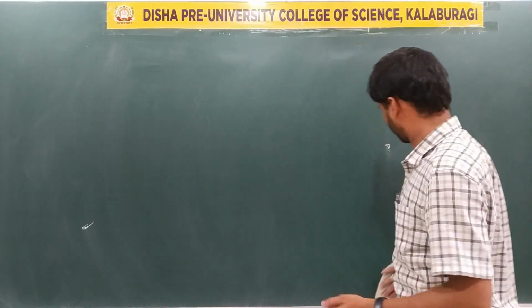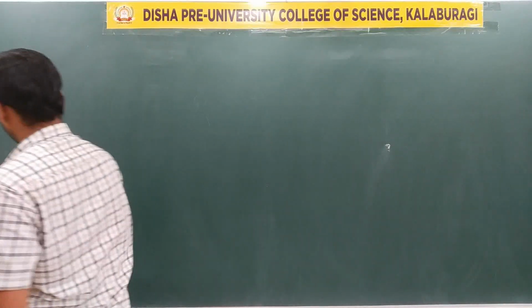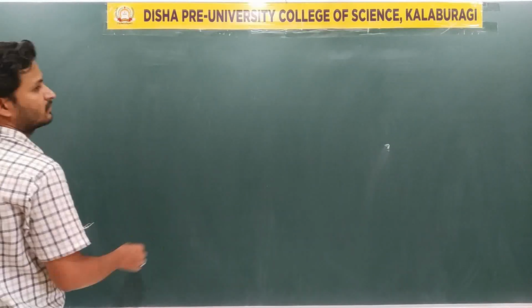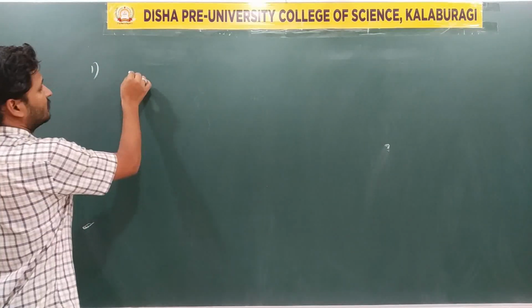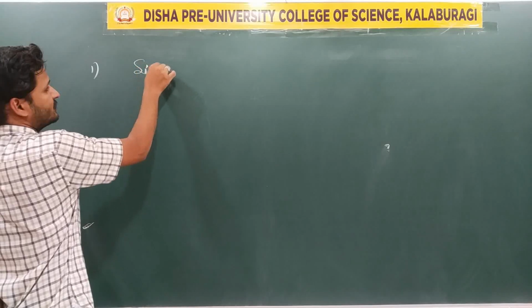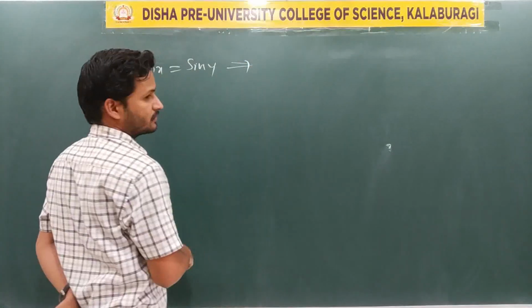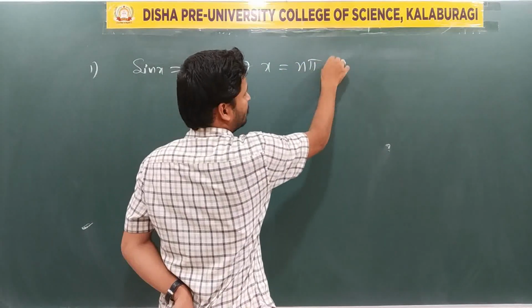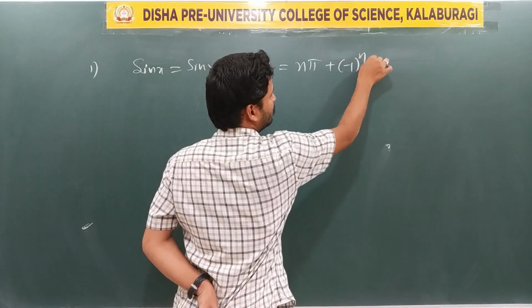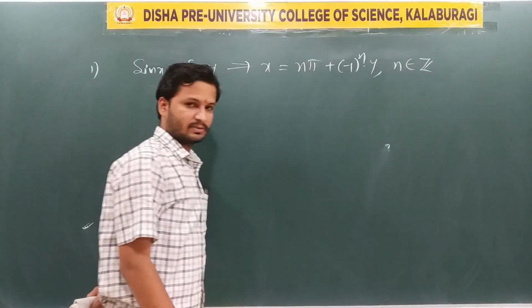Before going to the problem, just take these results. That is what we have just proved. sin x is equal to sin y. If sin x is equal to sin y, then the general solution is x equals n pi plus minus 1 to the power n into y, where n belongs to the set of integers.